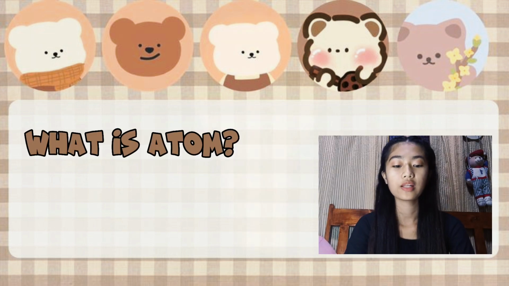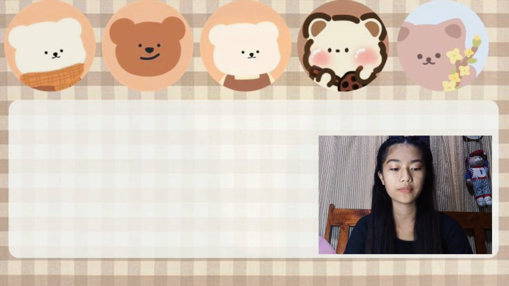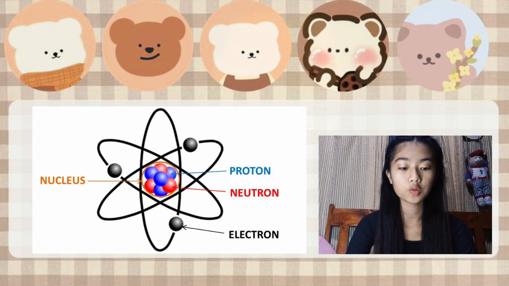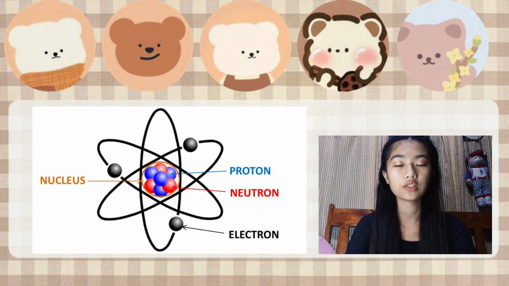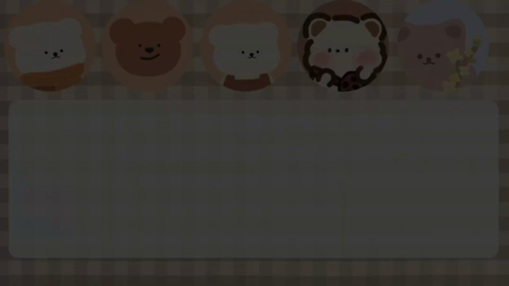What is an atom? An atom is the smallest part of a substance that cannot be broken down chemically. Each atom has a nucleus, or the center, made up of protons, positively charged particles, and neutrons, particles with no charge. Electrons are the negative particles that move around the nucleus. The word atom actually comes from the ancient Greek word atomos, which means indivisible or uncuttable.